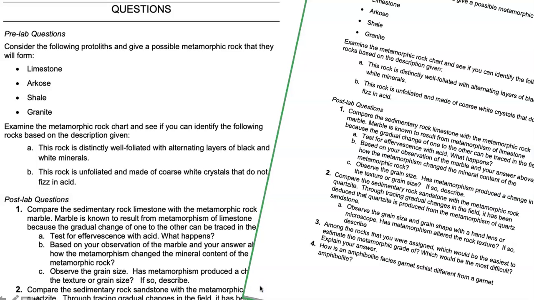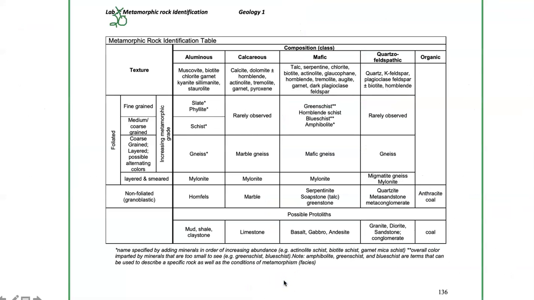The pre and post lab questions are pretty short this time. We just have 2 pre-lab questions and 4 post-lab questions. In fact, they're on the same page. I've just kind of blown them up. And then we get to our metamorphic rock identification chart. This one again says Lab 7 at the heading. It should be Lab 20.